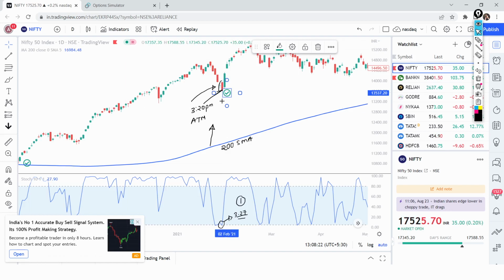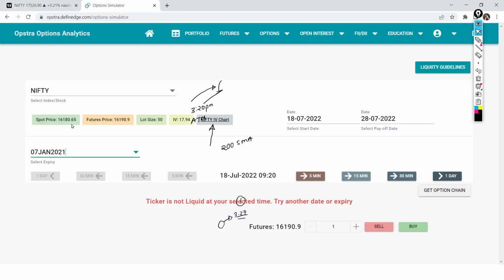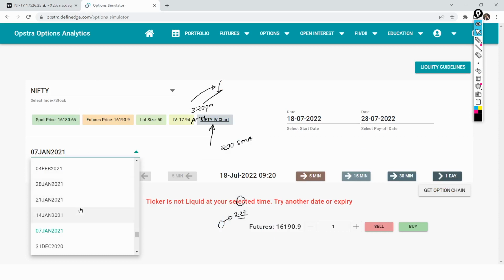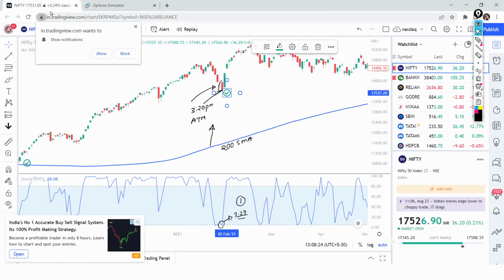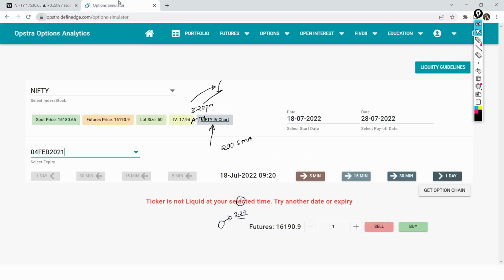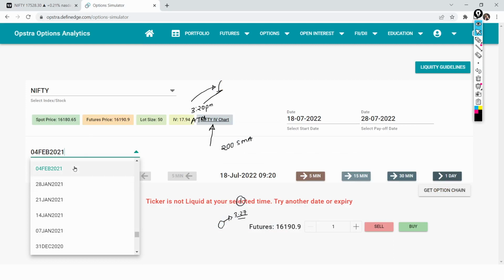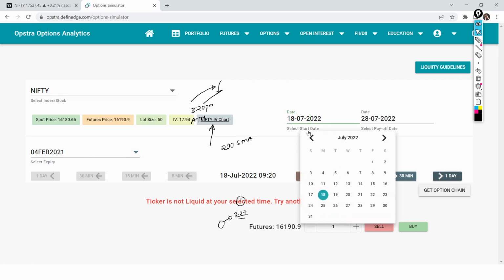So let's see what will happen on this particular day, that is 29th of Jan. In order to verify that, let's go to option simulator. Now over here, let me just select 29th of Jan. So I think we can select 4th of February, right? Because for 29th of Jan, let me just confirm once again. This is 29th of Jan. So if we are considering 29th of Jan, then definitely this is the expiry which we need to select. Once we select this particular expiry, I need to select the date, that is 29th of Jan 2021.